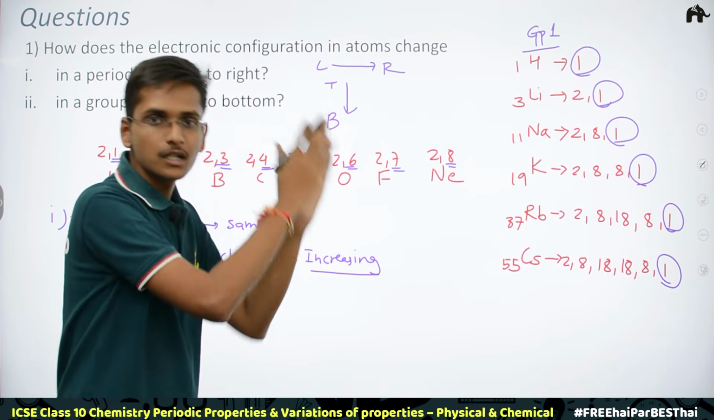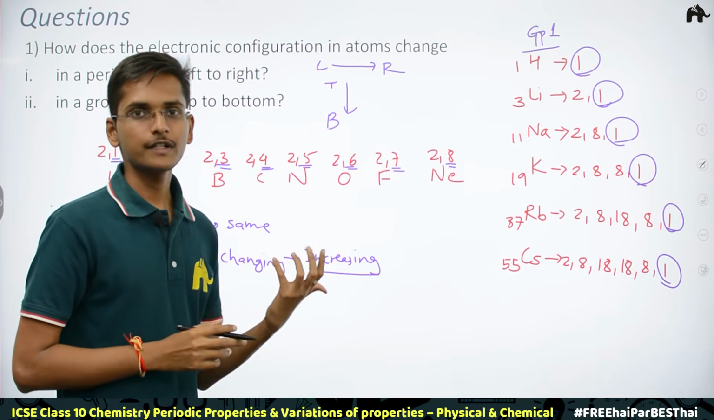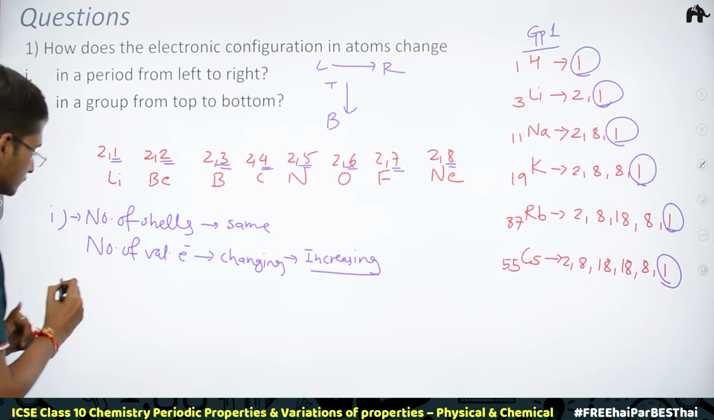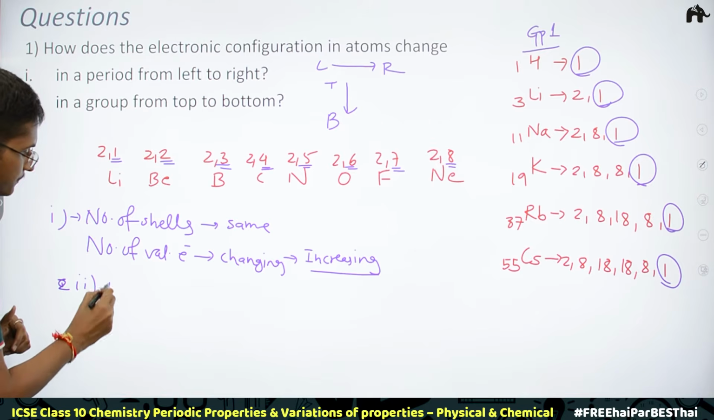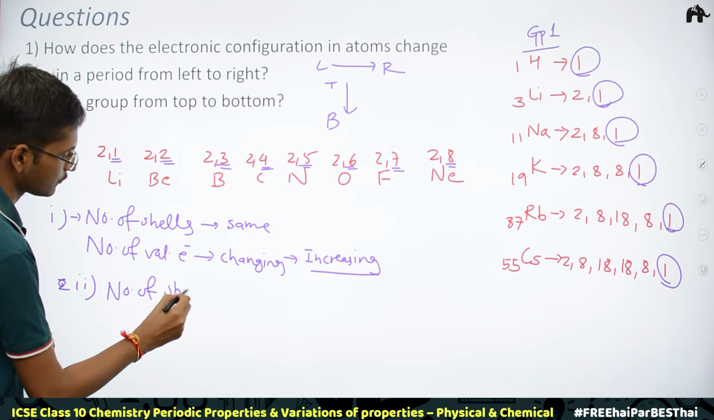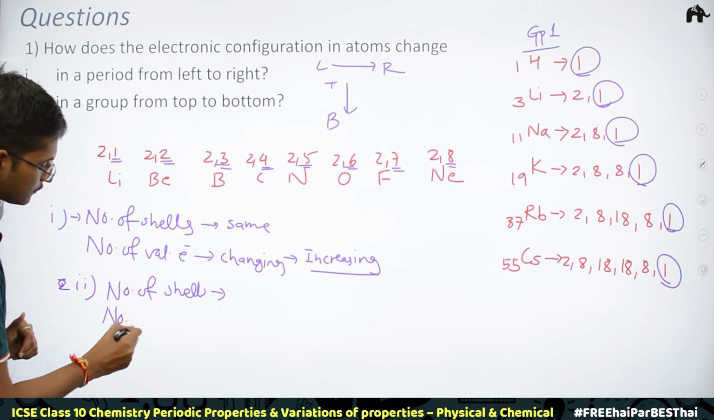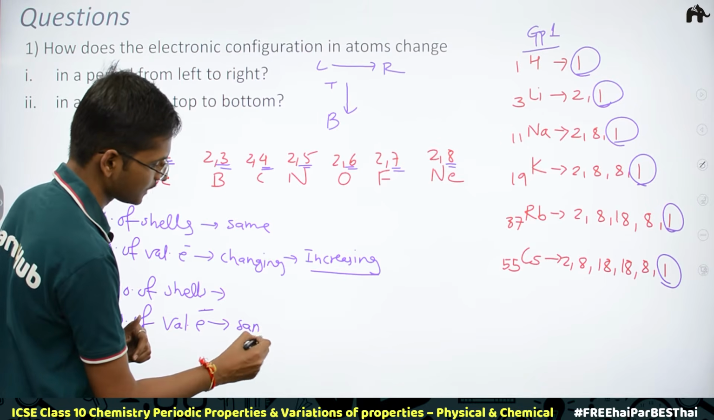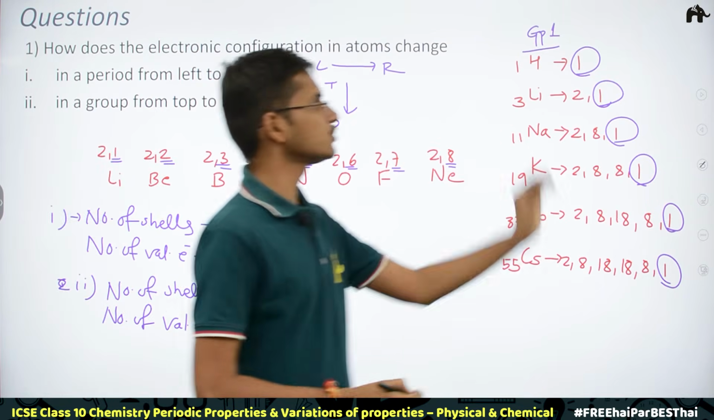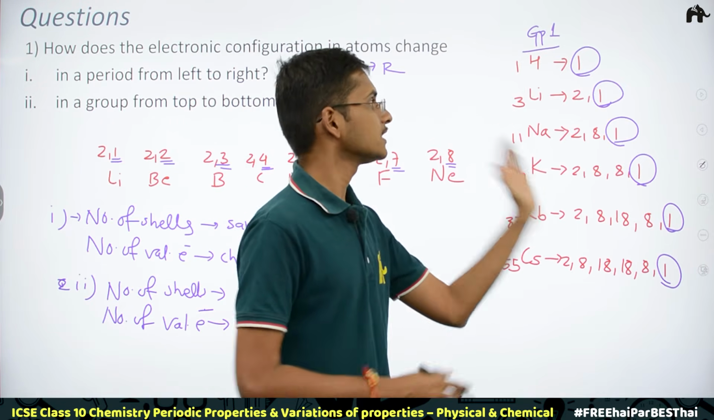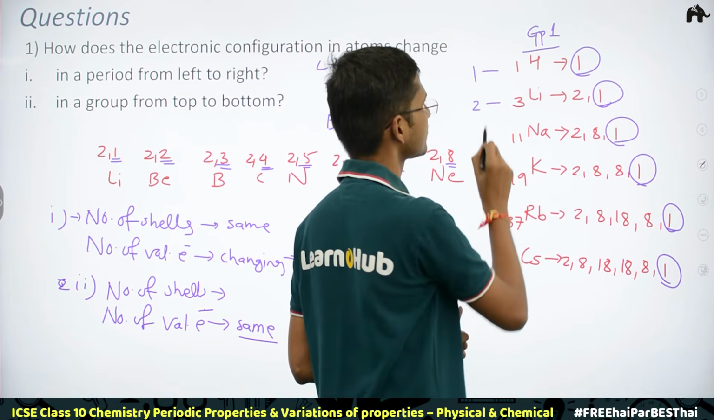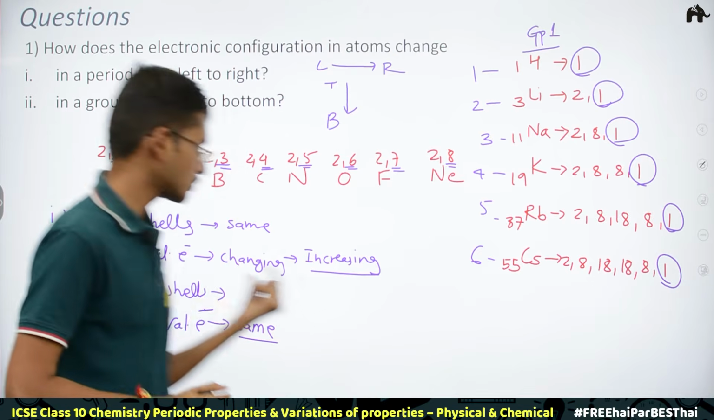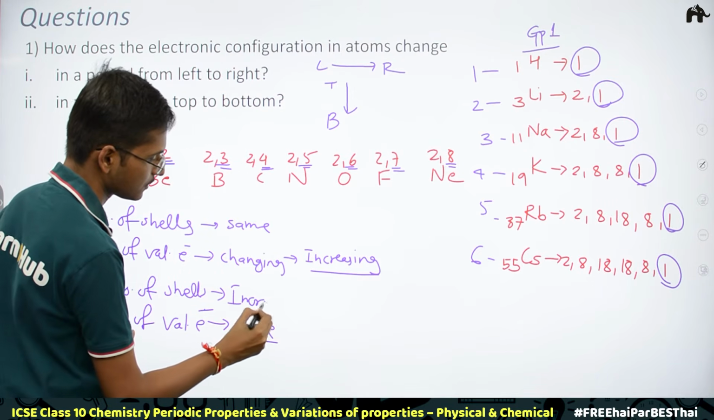So, when we are moving from top to bottom in a group, how is the electronic configuration varying? It is simply showing the same number of valence electrons. This is the first thing, okay. Second, number of shells, I would tell you later. First, we have seen that the number of valence electrons remains the same, right? And now if you have a look over the electronic configurations, you would definitely make out that the number of shells are increasing. Here we are having 1 shell, 2 shells, 3 shells, 4 shells, 5 shells, and 6 shells, okay. So, the number of shells here are increasing.